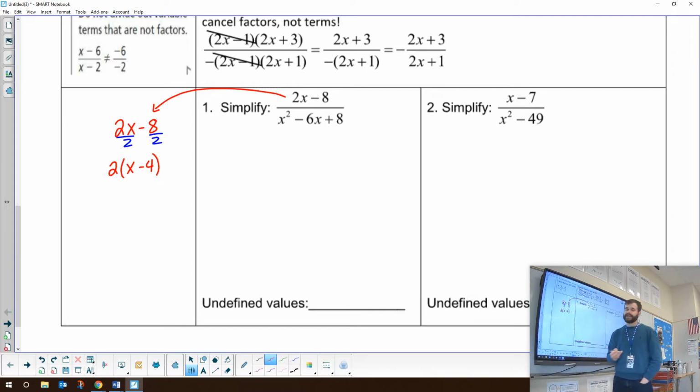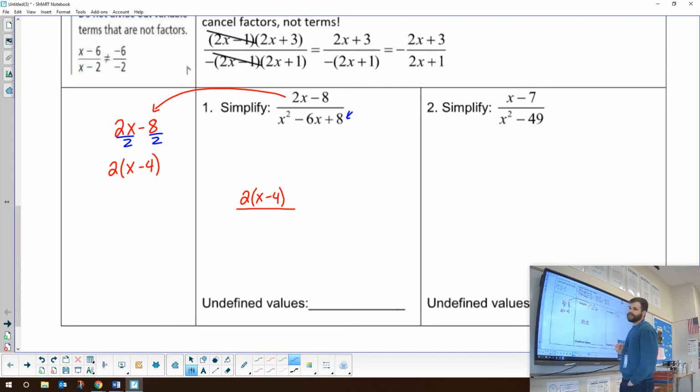Then we're going to see, can I factor that anymore? No. If it were x squared minus 4, then I could factor it more, but it's not. It's just x minus 4. So I'm going to build a new fraction over here, and I'm going to write that on top of it. Okay, now I also need to factor out this guy, right?